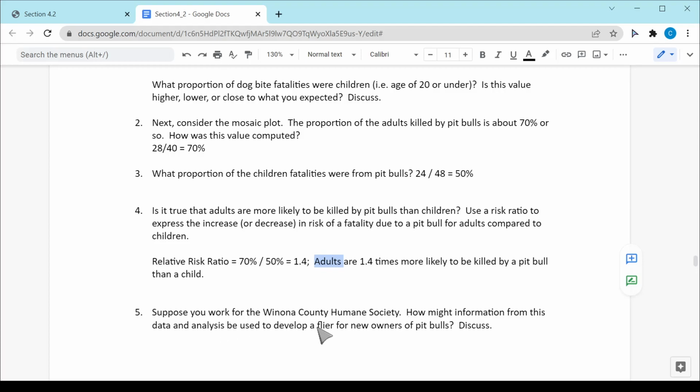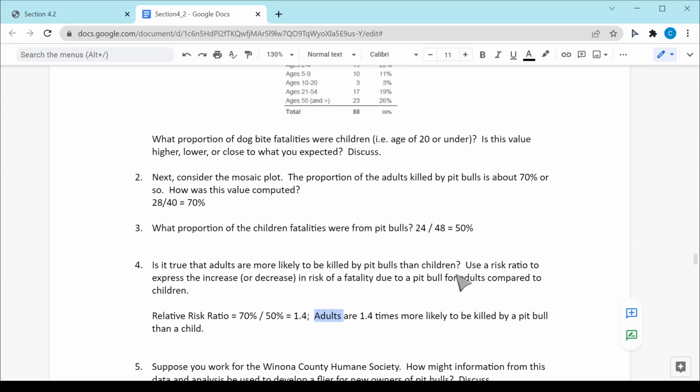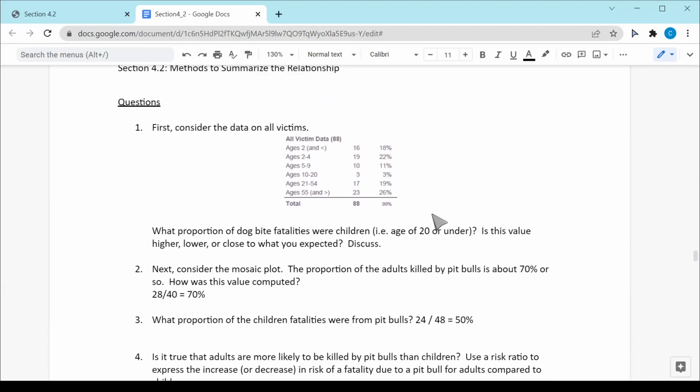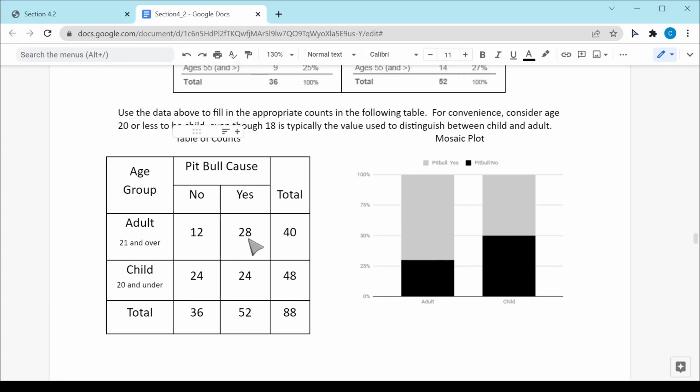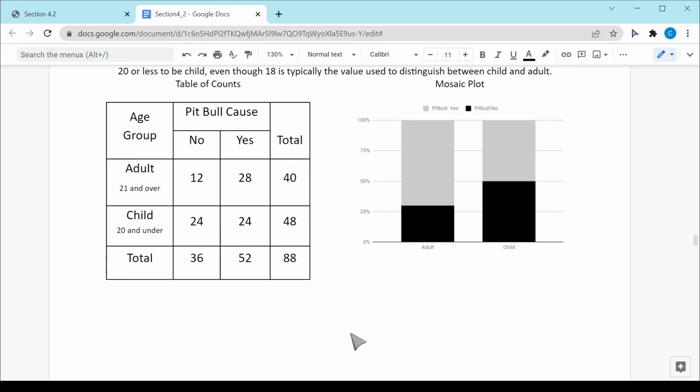Suppose you work for the Winona County Humane Society. How might this information be useful to develop a flyer for new pit bull owners? Well, we should make sure that they know that 70% of the dog deaths in adults are by pit bulls. So we do have to be more careful with those particular breed of dogs than maybe other dog breeds. But in children, it's equally likely to occur, the pit bull being the cause versus some other type of dog being the cause.